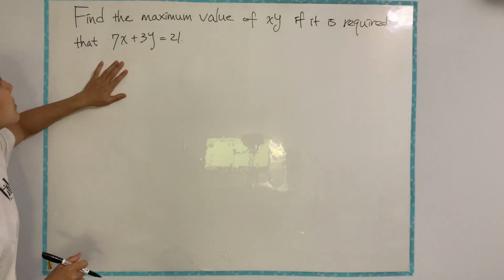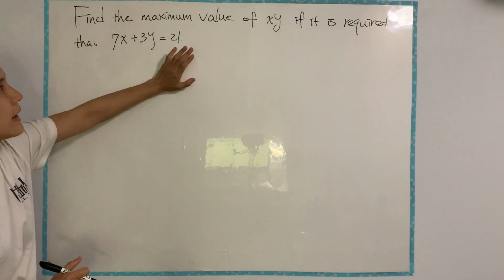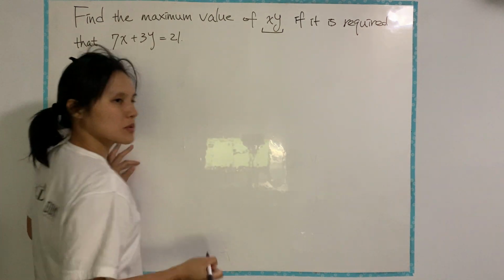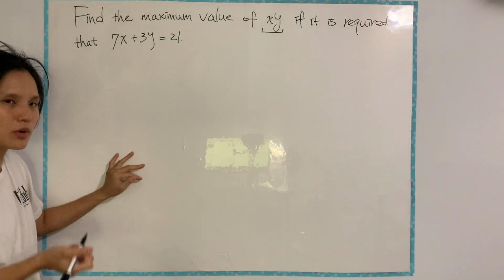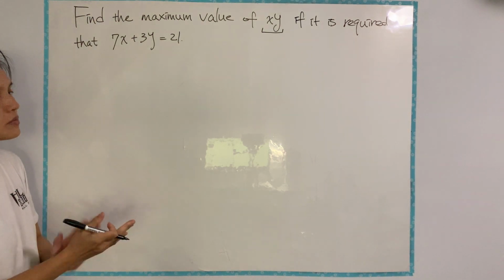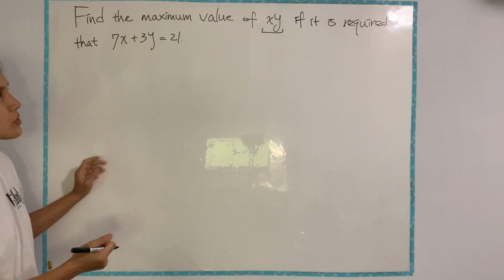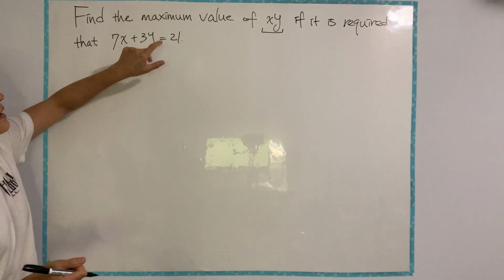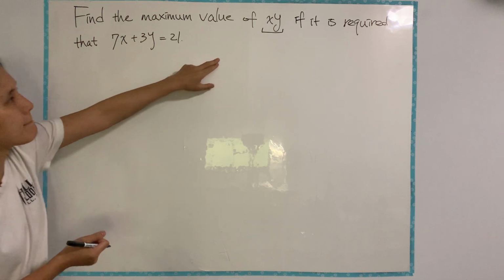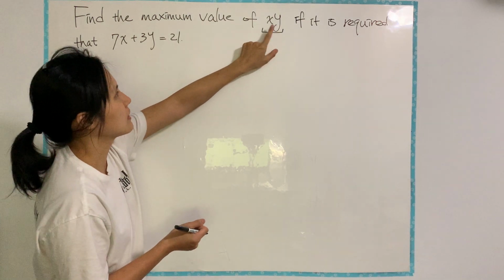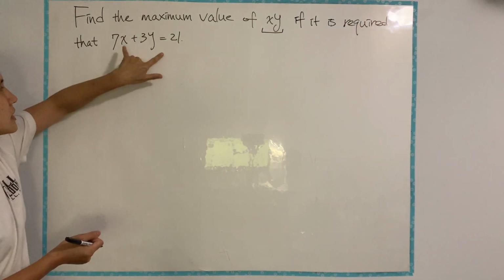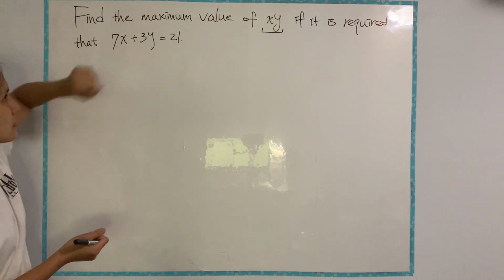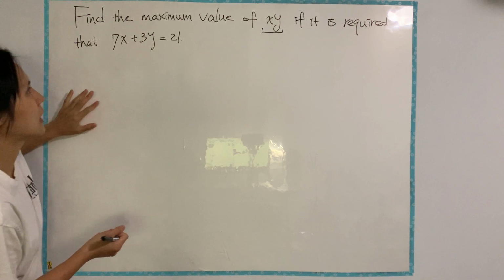Let's look at this example. Find the maximum value of x times y. So x is a variable, y is a variable, and you multiply them together, you get a value. So you can think this is a function of x and y. But x and y have to satisfy an extra condition, that is this equation. So let's see how we do this.